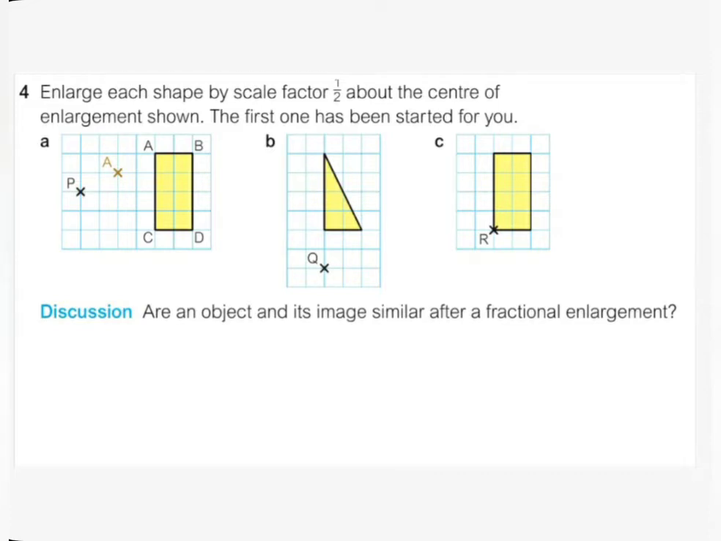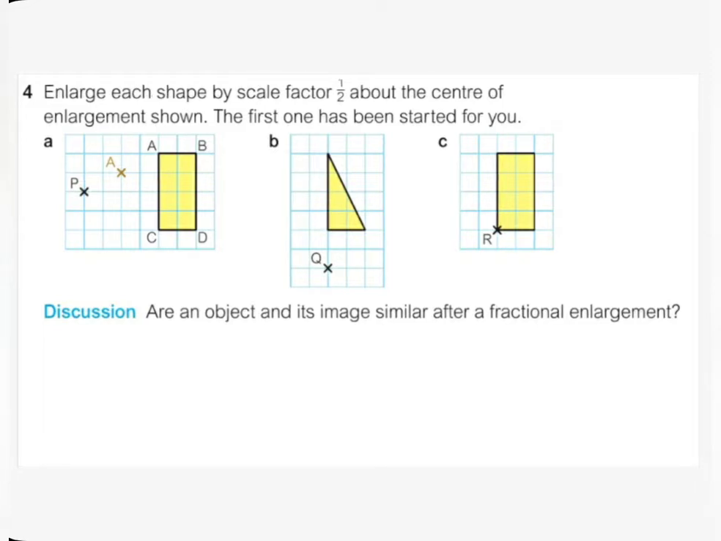Using a positive, non-fractional scale factor makes the shape bigger and makes the two shapes at the same side from the center of enlargement. If you're using a negative scale factor which is not a fraction, it means enlarging the shape but putting the center of enlargement between the two shapes. So it's going to be on the opposite side. And because it's negative, it's going to be upside down.